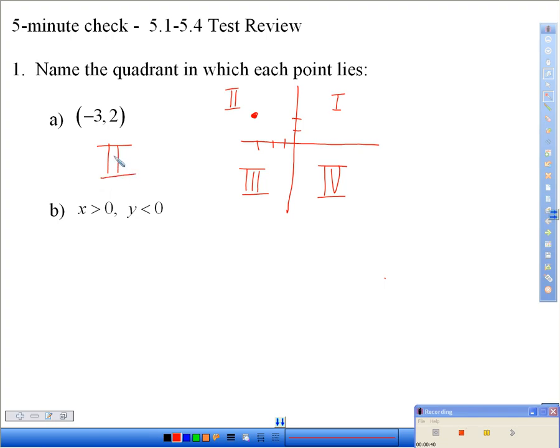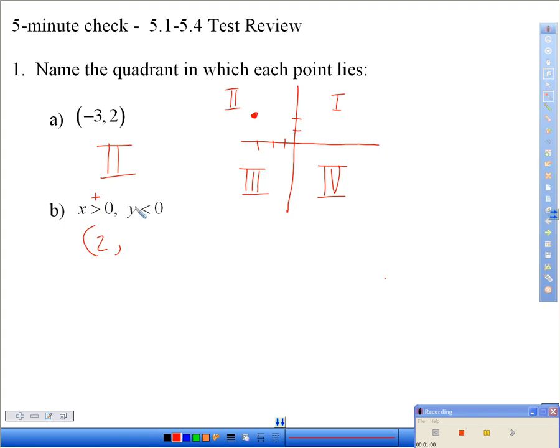On number 2, it says to name the quadrant in which the x values are greater than 0 and where the y values are less than 0. So this is always confusing to some people, but let's just come up with an example of a point where the x value is greater than 0. That means that the x has to be positive. So let's say positive 2.